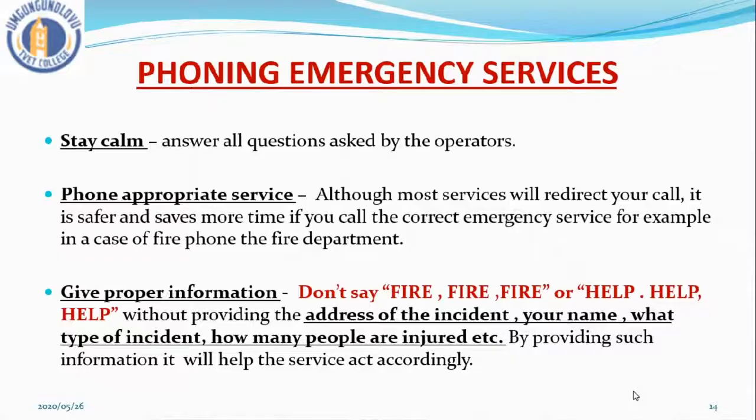Phoning emergency services. Remember to stay calm. Answer all questions asked by the operators.